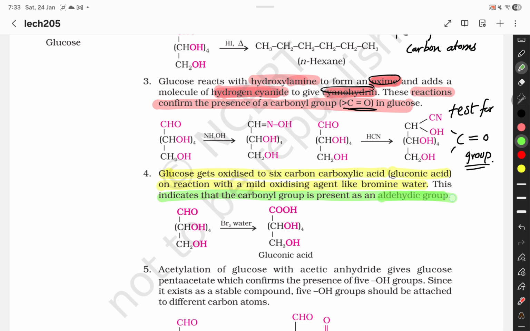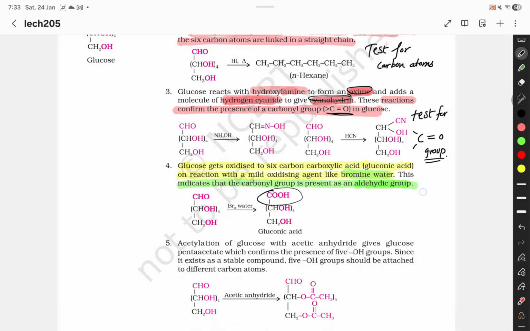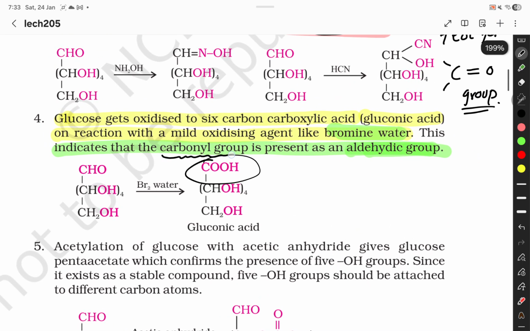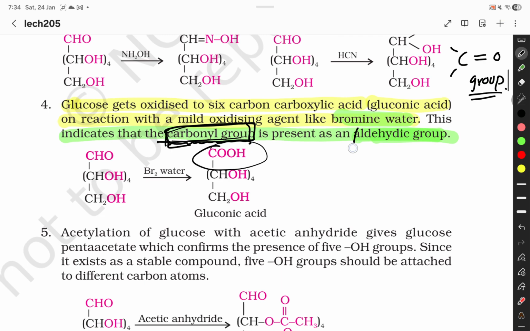The test for the aldehydic group uses a mild oxidizing agent like bromine water. It forms gluconic acid. More importantly, it's the test that the carbonyl group is present as an aldehyde group. Previously we had just tested for the C=O group, but now we have to test for the aldehyde group.